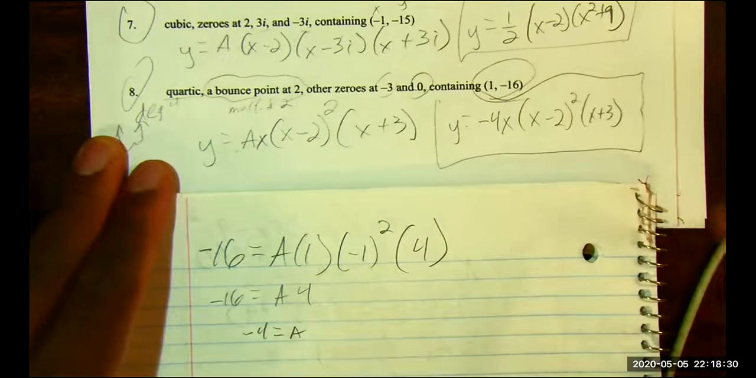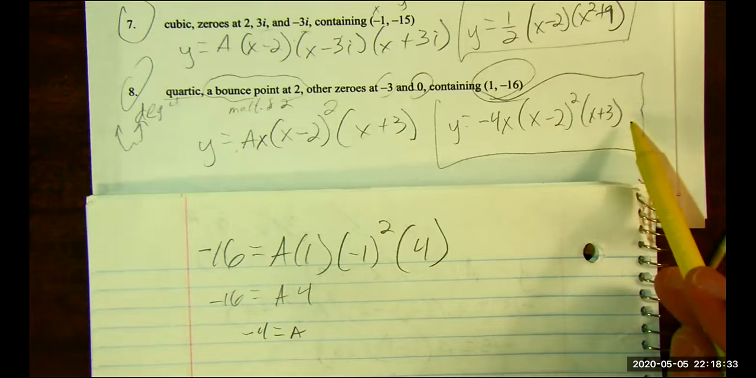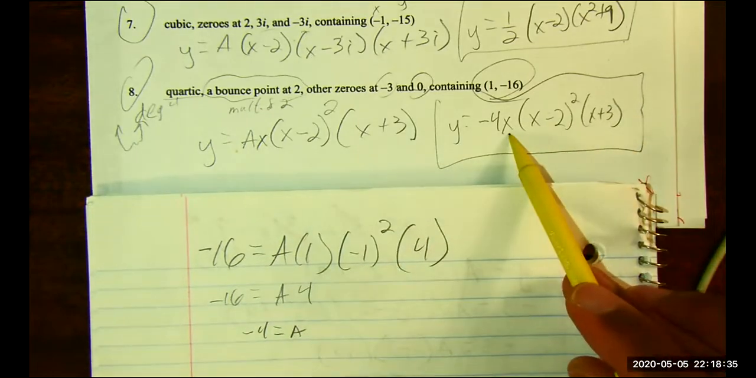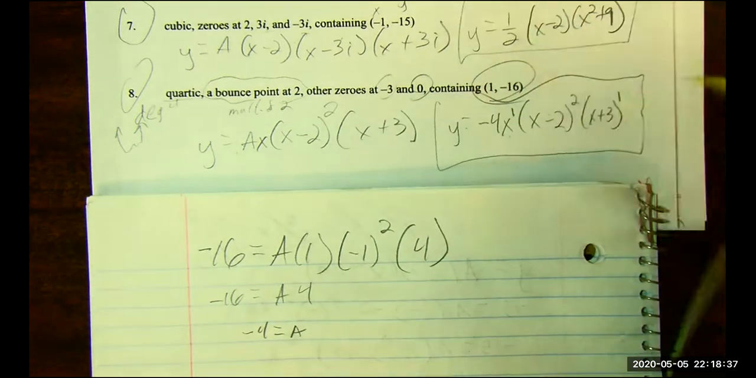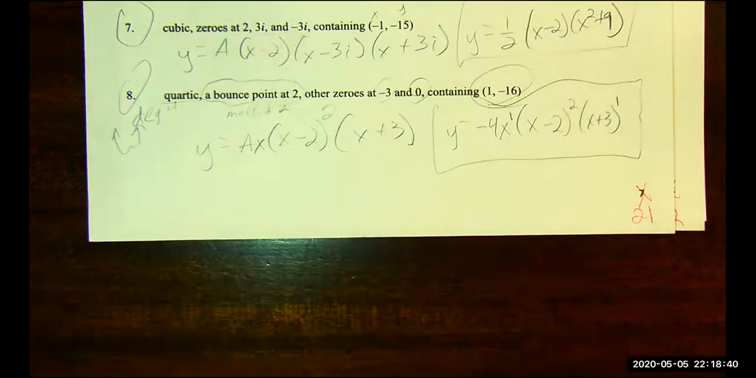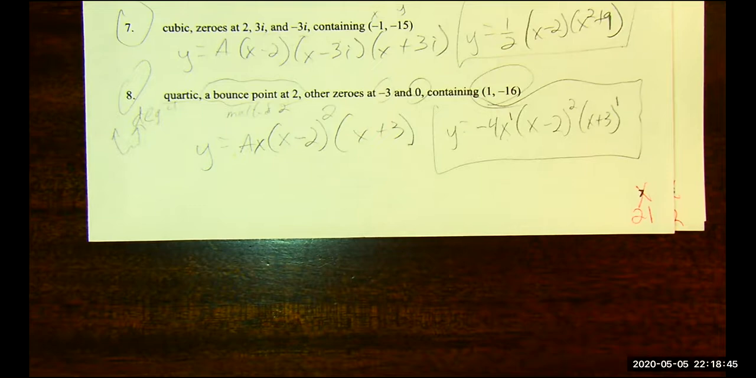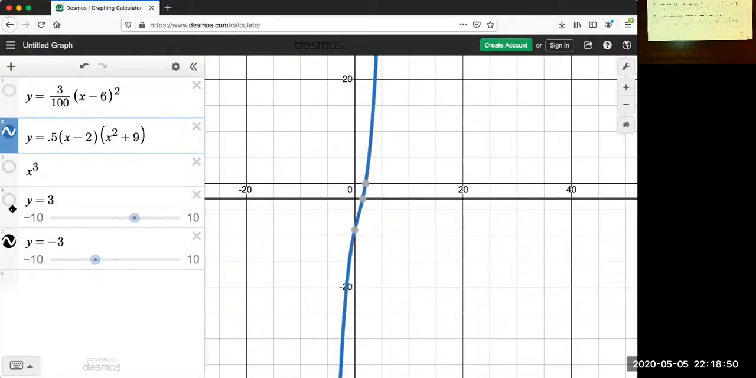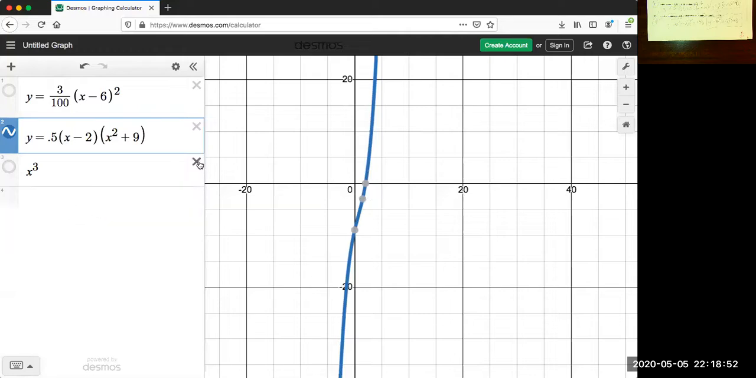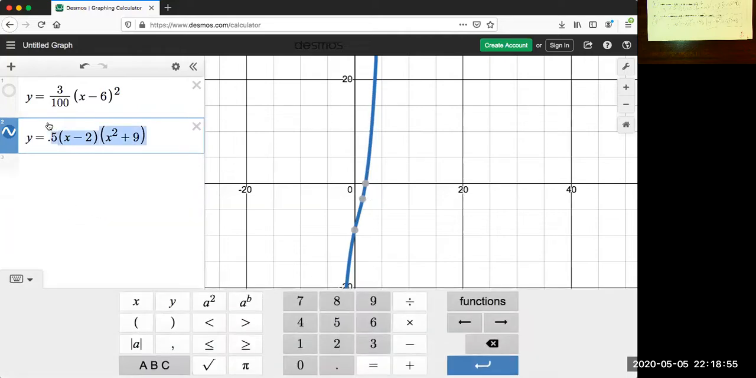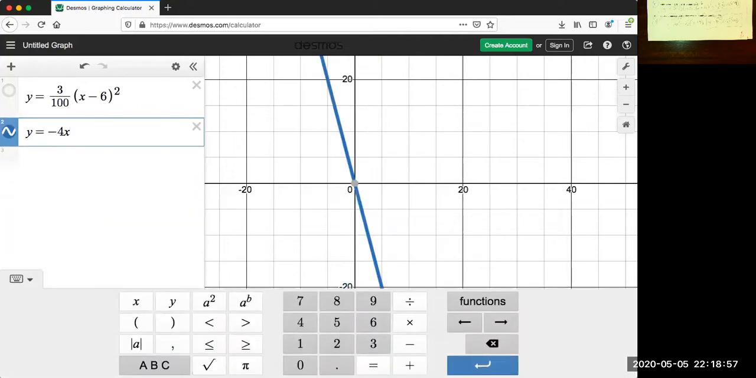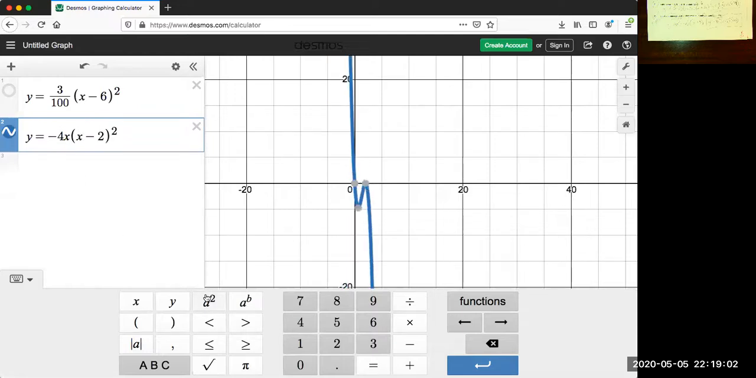Quartic equation, 1, 2, 3, 4 roots. This is x to the first, this is to the first. Throw in your Mr. Sneaky 1 if it helps. Let's go ahead and graph this just to get in the habit. Negative 4x, (x minus 2) squared, (x plus 3).